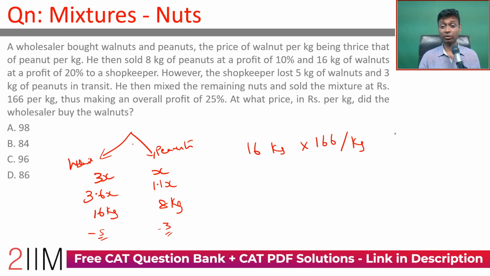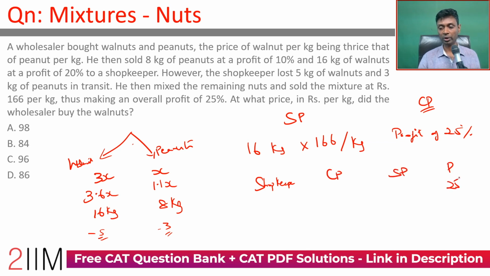Right? And he makes a profit of 25%. So this is the selling price. There should have been some cost price. I'm talking about the transaction of the shopkeeper. For the shopkeeper, there is some cost price and some selling price. Profit of 25%. Selling price is this. If cost price were CP, then selling price is 5 by 4 CP. 5 by 4 CP is this number.